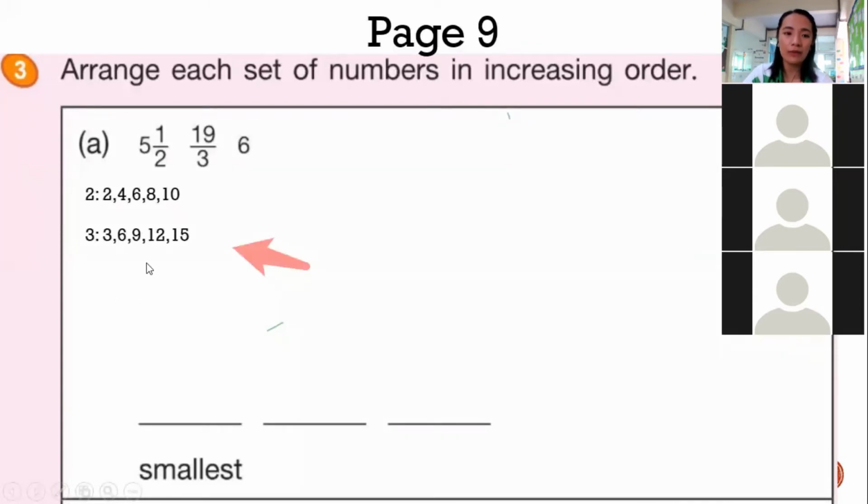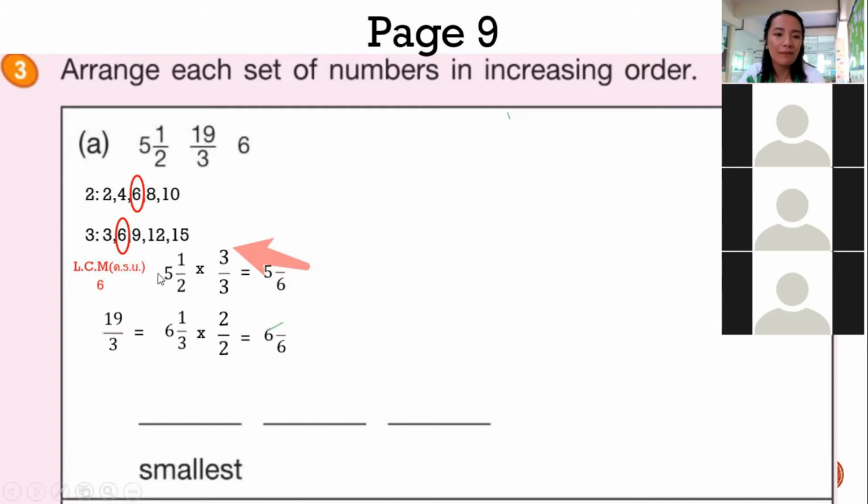The least common multiple of 2 and 3 is, what is it? 2, 4, 6, or 8? It is, what's the encircled number? 6. Very good. So the LCM of letter A is 6. Next step, we need to convert 19 over 3 first to a mixed number. So it will become 6 and 1 over 3. Now, we will times 2 to 3 in order to get 6, and we will times 3 times 2 to get 6, right?